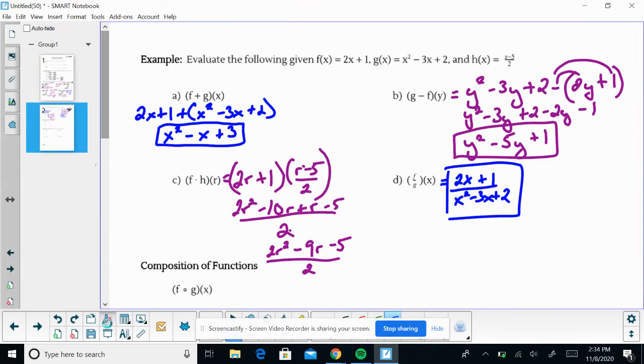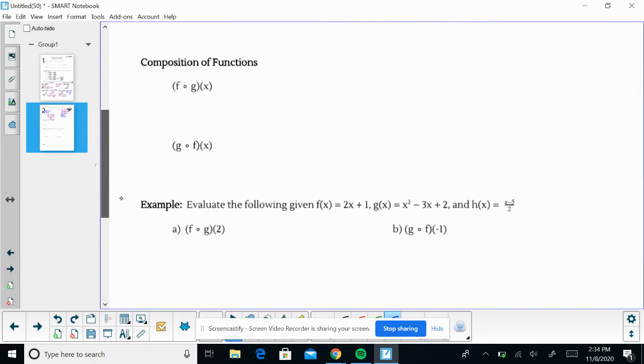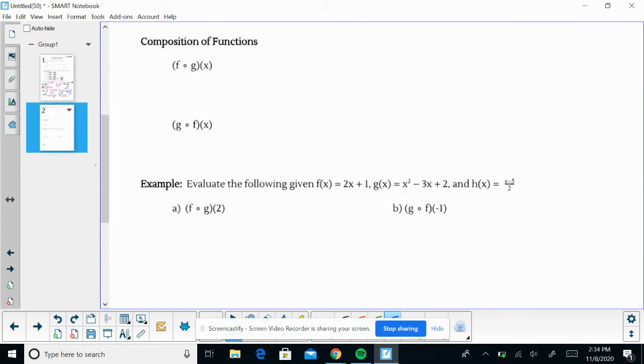Okay, now I have compositions of functions. So we have f of g of x. This is the same thing we were working on before. It's just a different way to write it. And when I say before, I mean the last lesson. So we'll have f of g of x. That's all this means. I work the inside to the outside. And here I would have g of f of x.